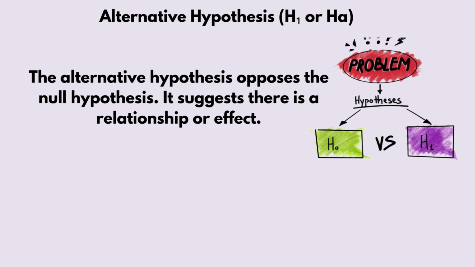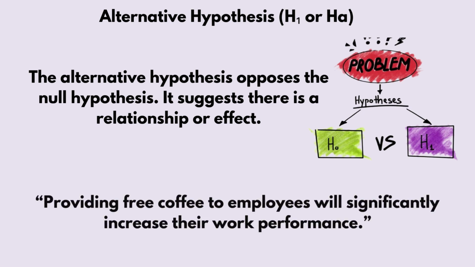Alternative hypothesis. The alternative hypothesis opposes the null hypothesis. It suggests there is a relationship or effect. Example, providing free coffee to employees will significantly increase their work performance.